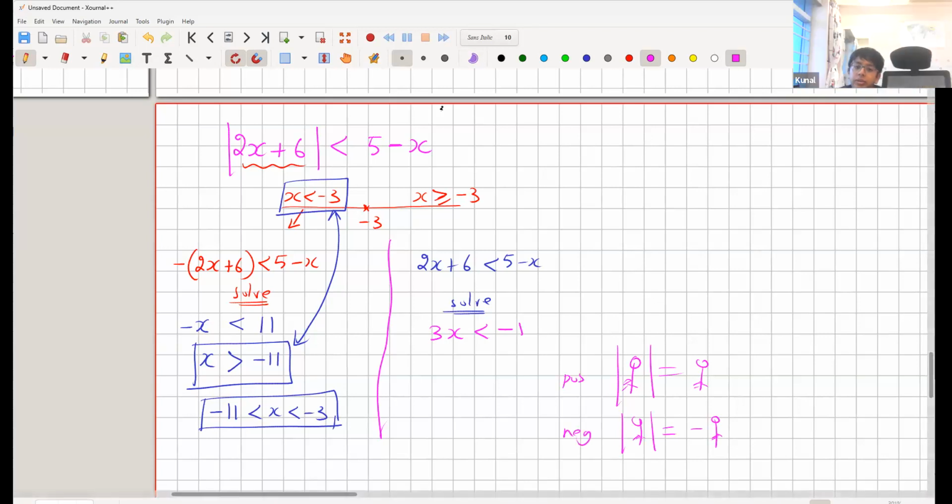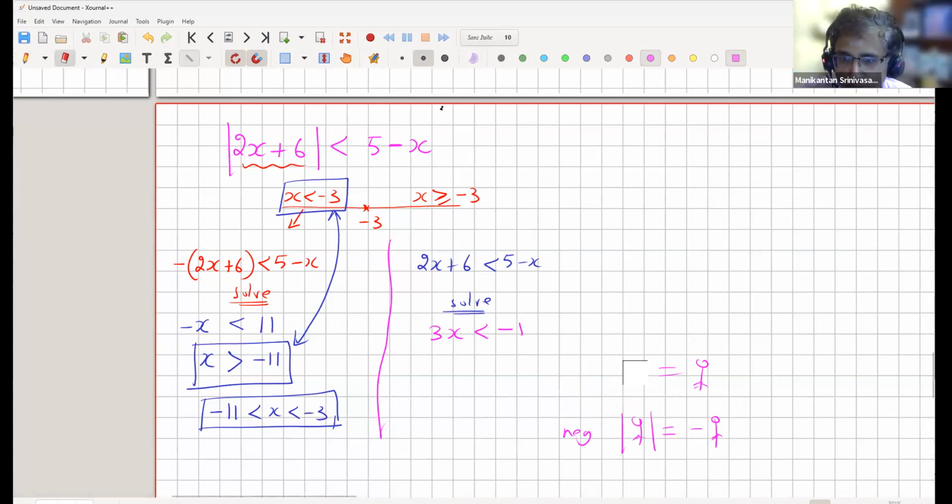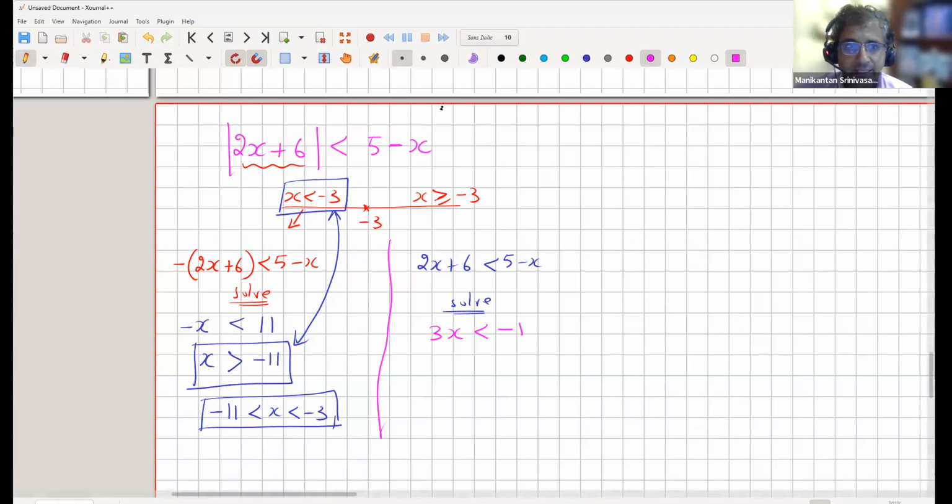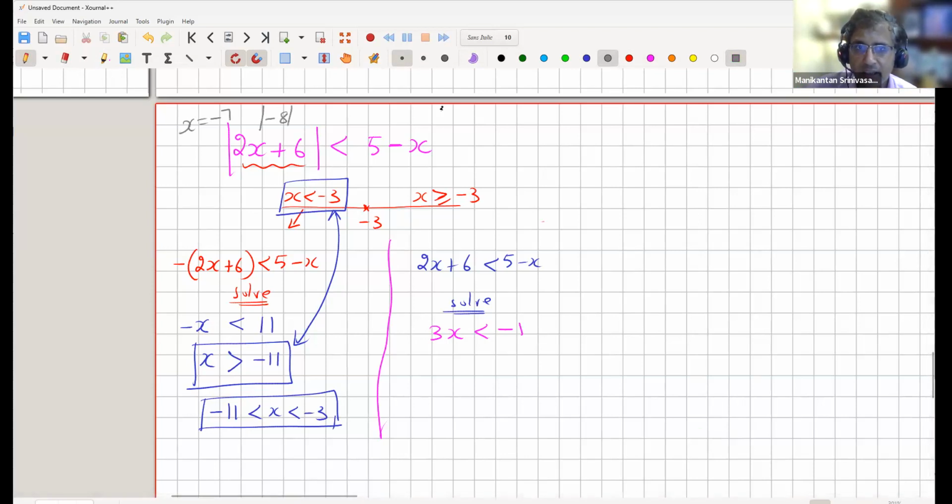Oh, so then there should be a negative sign with that guy, inside the bracket. No. See, I'll give an example. Let's take an example which is less than minus 3. Give me a number which is less than minus 3. Minus 7. So if x is minus 7, what is 2x plus 6? Minus 14 plus 6, which is minus 8. I'm talking about the absolute value of minus 8, correct? The absolute value of minus 8 is 8, which is nothing but minus of minus 8. In other words, it's minus of 2x plus 6.